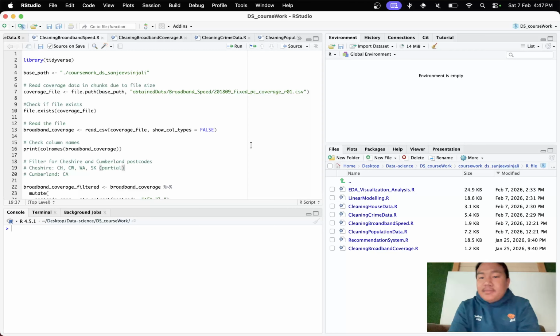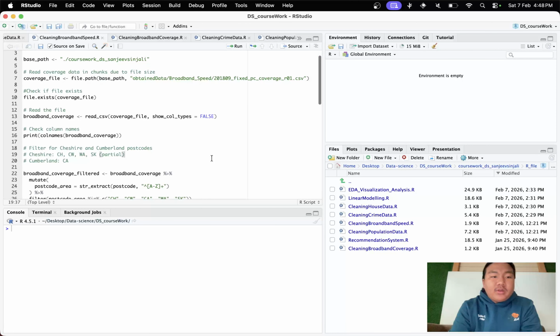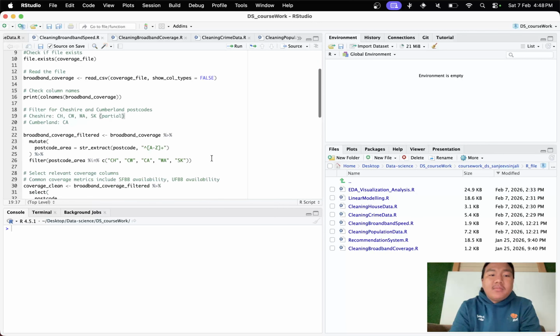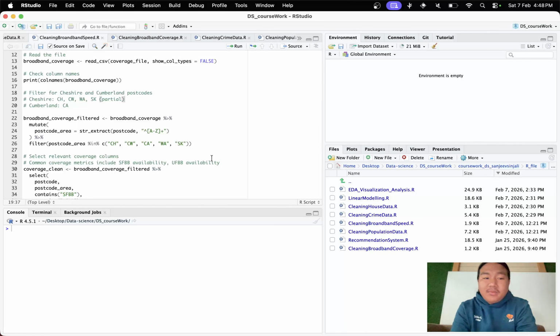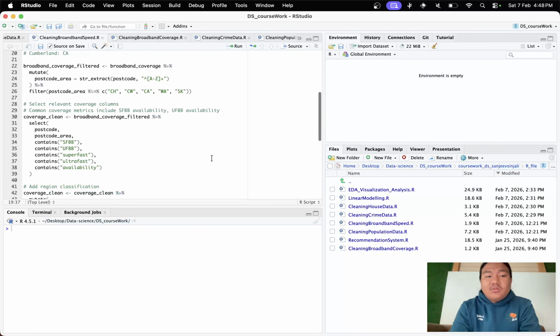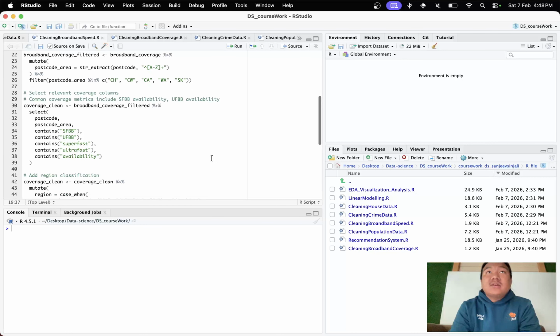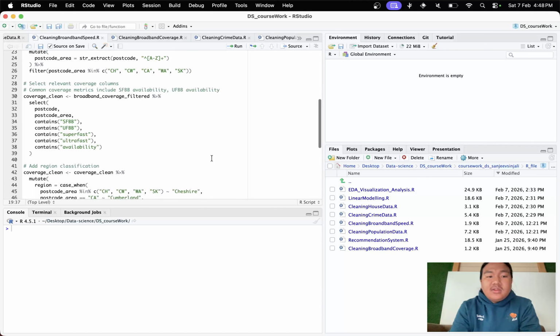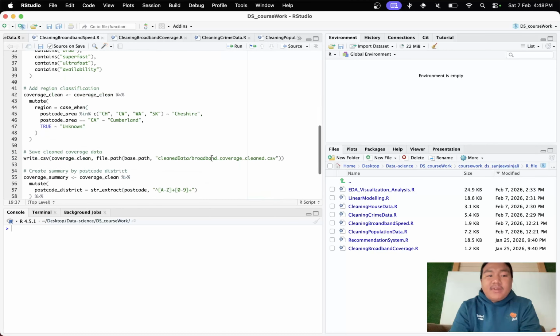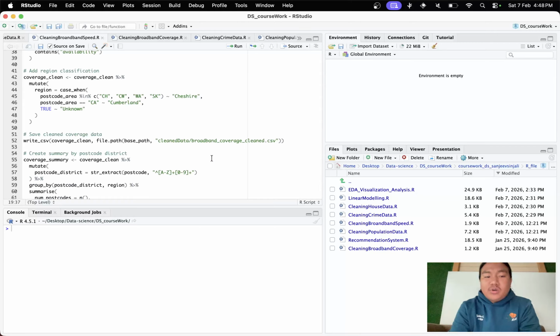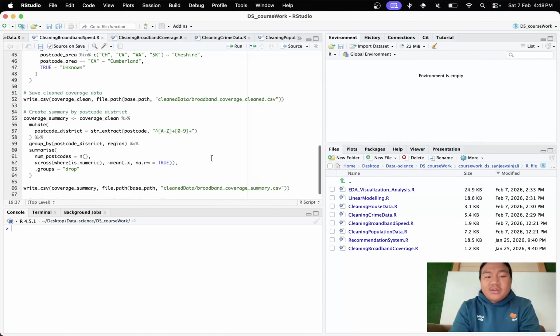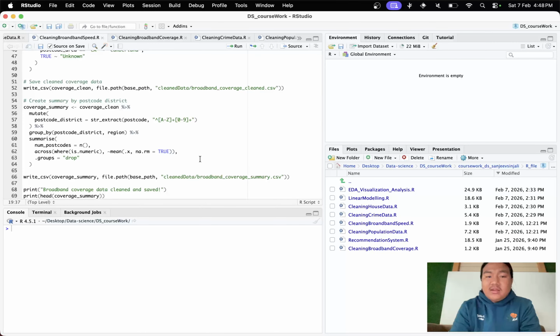we have broadband cleaning, broadband speed. For cleaning broadband speed data, I first renamed the columns to make them easier to work with, removed any missing or zero values, and filtered the data to include only relevant postcode areas. I then aggregated the data by postcode to get average and maximum download and upload speed. This ensures the broadband metrics are accurate and ready for analysis.